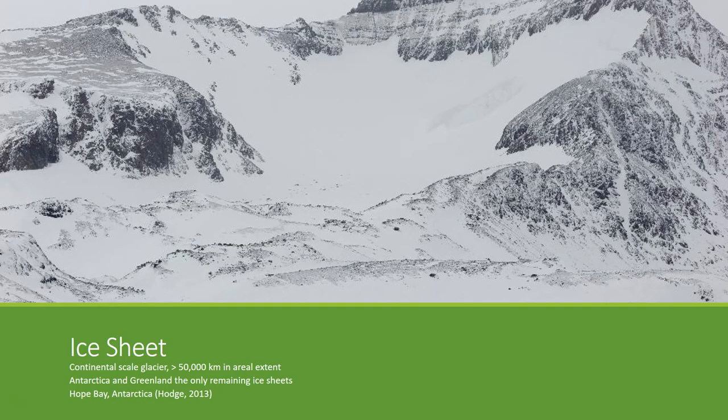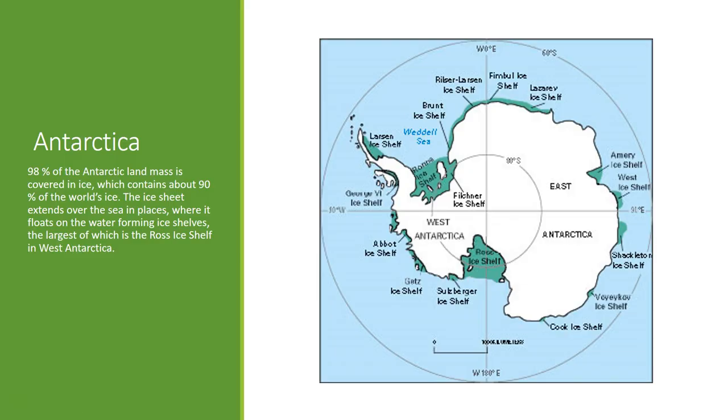Antarctica's ice sheets began forming around 30 million years ago and are remnants of the last ice age. Ice shelves surround Antarctica, where the ice sheet has extended over the ocean and floats on the water. 98% of the Antarctic landmass is covered in ice, which contains about 90% of the world's ice.